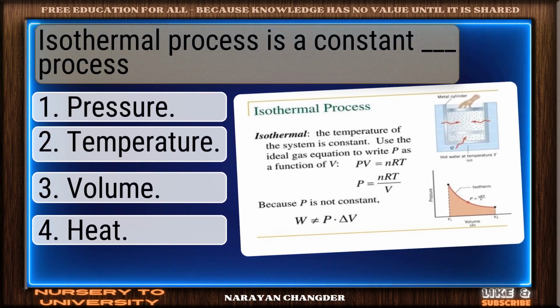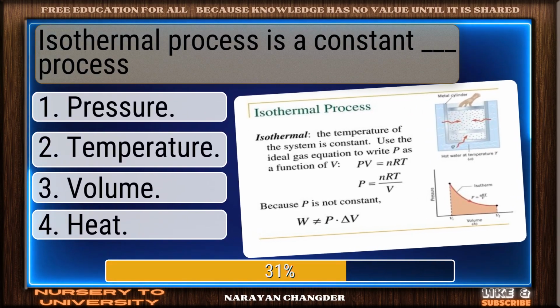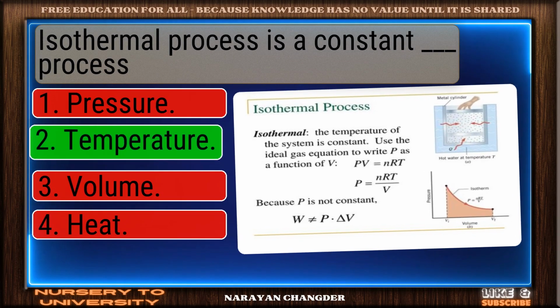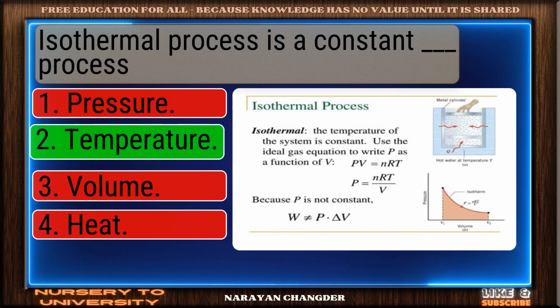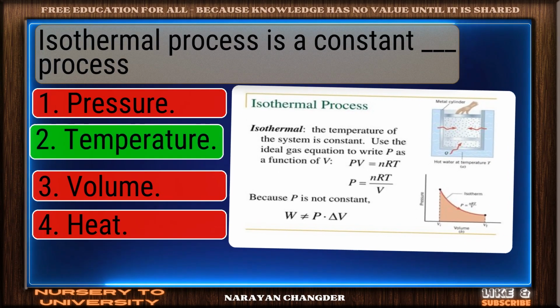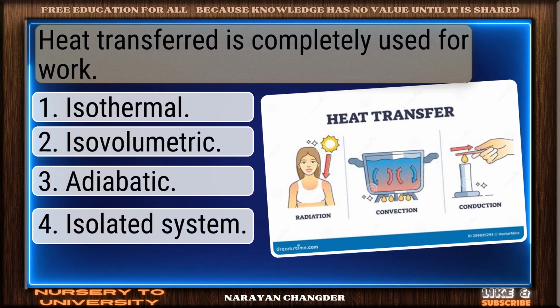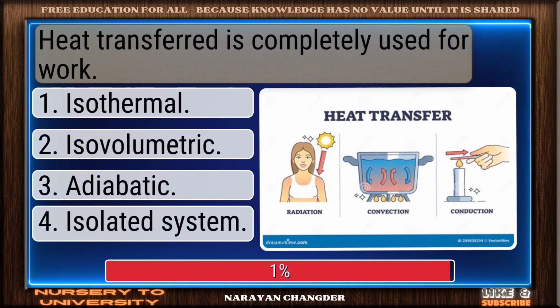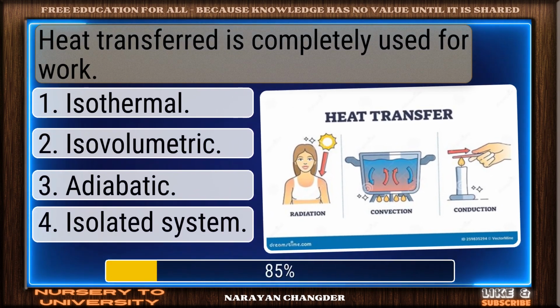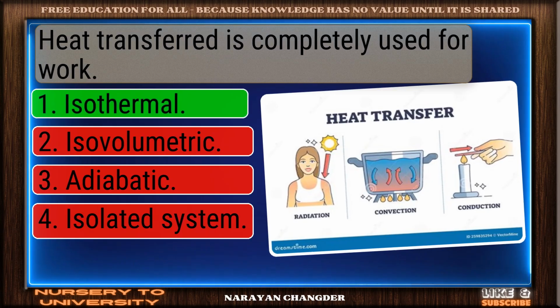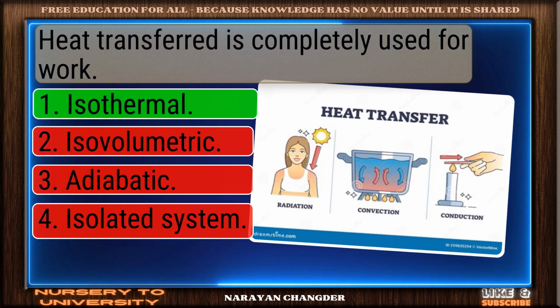Isothermal process is a constant dash process. Correct response. Temperature is the most accurate answer. Heat transferred is completely used for work. You got it. Your choice isothermal is right.